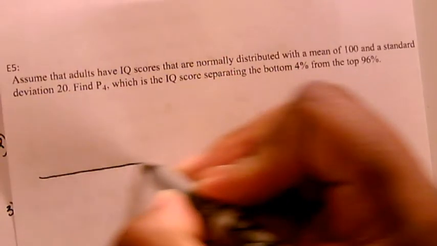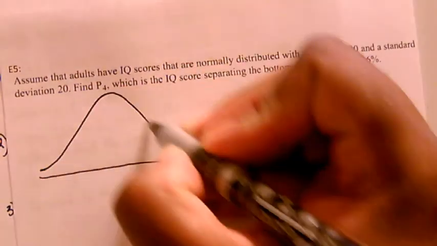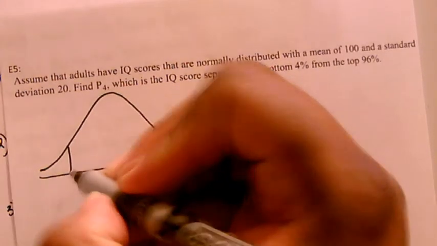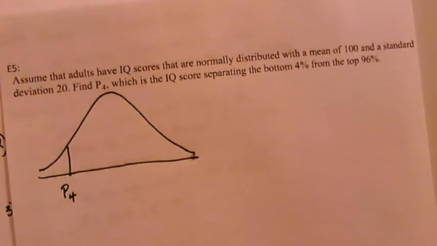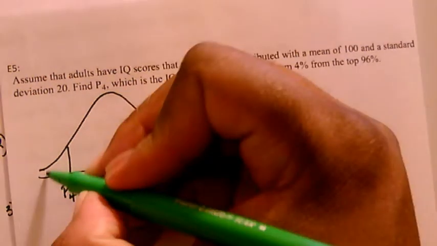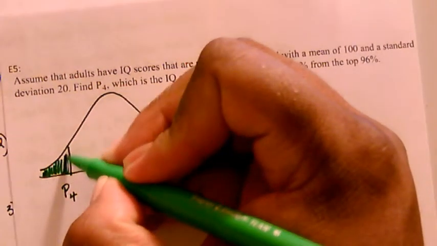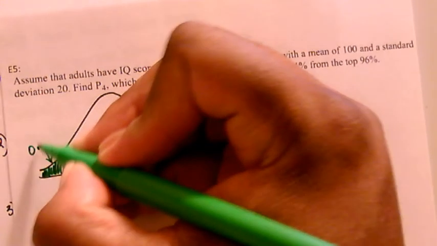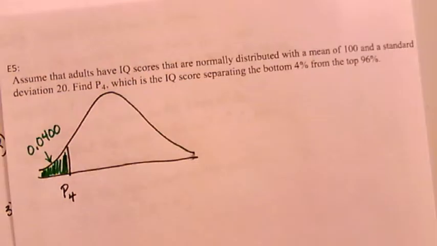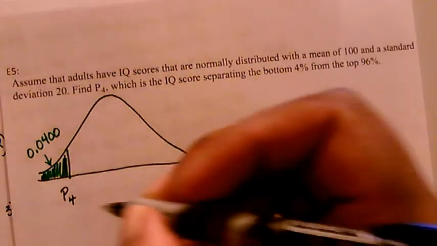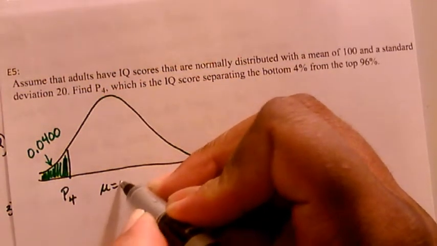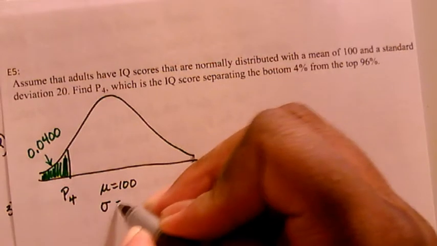Okay, so in this case here, let's draw a normal curve that looks like this. So P4 would have to be on the left-hand side. And 4%, that's the shaded area right here. And 4% as a decimal, that's going to be 0.04. I'm going to put 2 zeros there because our table has decimal values to 4 decimal places. So this is what we're trying to find. And we're told that the mean is 100 and the standard deviation is 20.